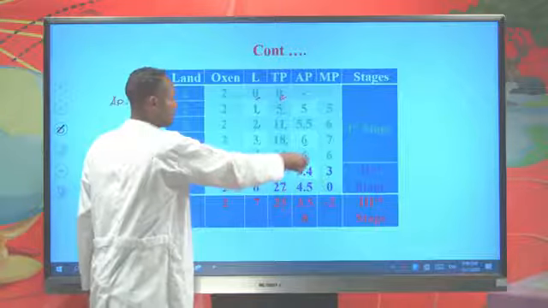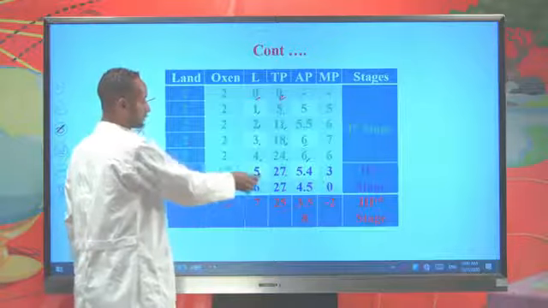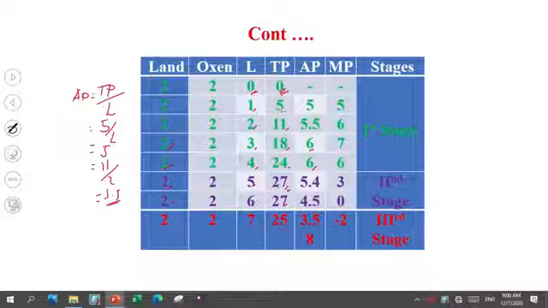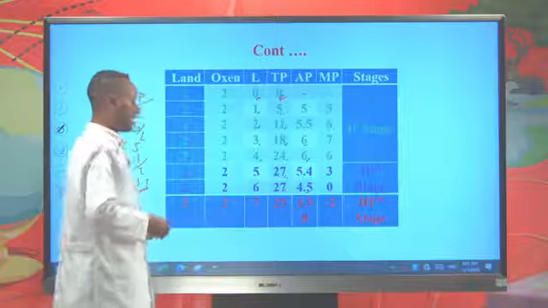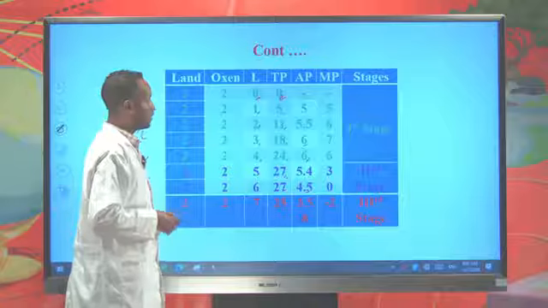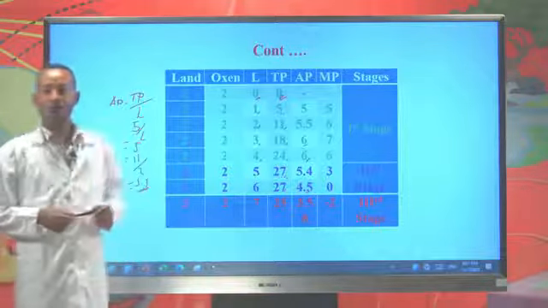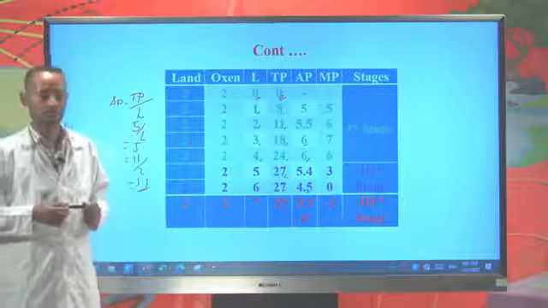then one labor produces 6 quintal on average, and if 5 labor produce 27 quintal, then one labor produces 5.4 quintal on average, and if 6 labor produce 27 quintal, then one labor produces 4.5 quintal on average, and finally if 7 labor produce 25 quintal, then one labor produces 3.58 quintal on average. This is the way of calculating the average product of the variable input labor.